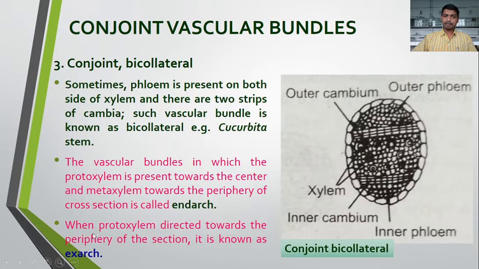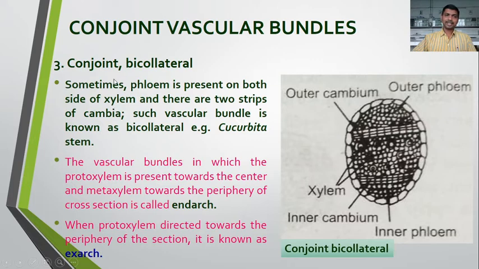And to the contrary, when protoxylem is directed towards the periphery of the section and metaxylem is present towards the center, then it is called exarch. So two opposite conditions are seen here with respect to the arrangement of the xylem tissue. Here protoxylem is present towards the center and metaxylem towards the periphery, it is called endarch. When protoxylem is directed towards the periphery and metaxylem towards the center, it is known as exarch. So these conditions we can see in the monocot and dicot. At that point I will elaborate endarch and exarch again with the help of a diagram.